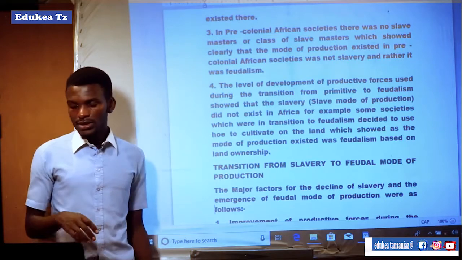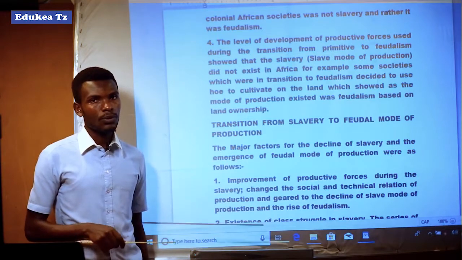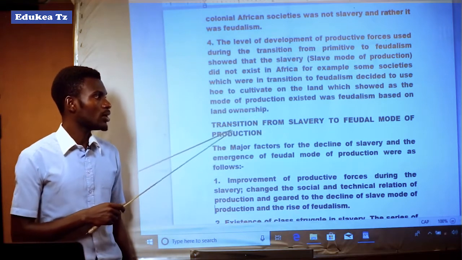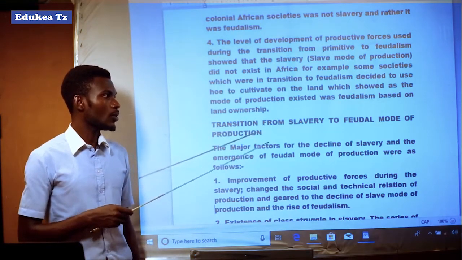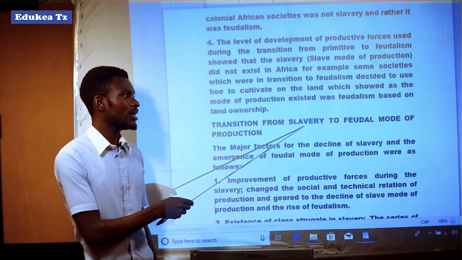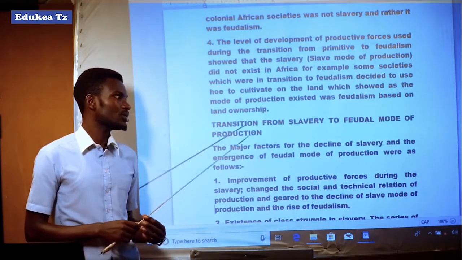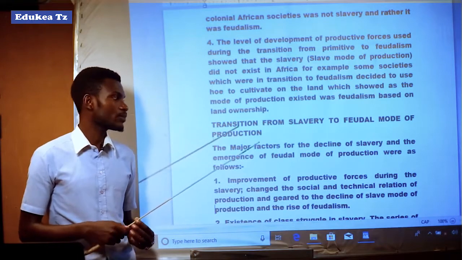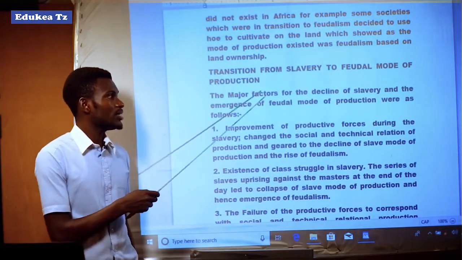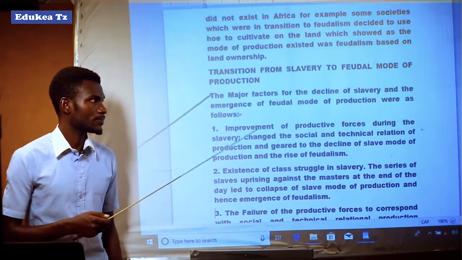So after looking at the reasons why Africans did not develop the slave mode of production, we have finished. So let us see how the transition happened from slavery to the feudal mode of production. What were the factors that made the transition from slavery to the feudal mode of production? The major factors for the decline of slavery and the emergence of the feudal mode of production were as follows.